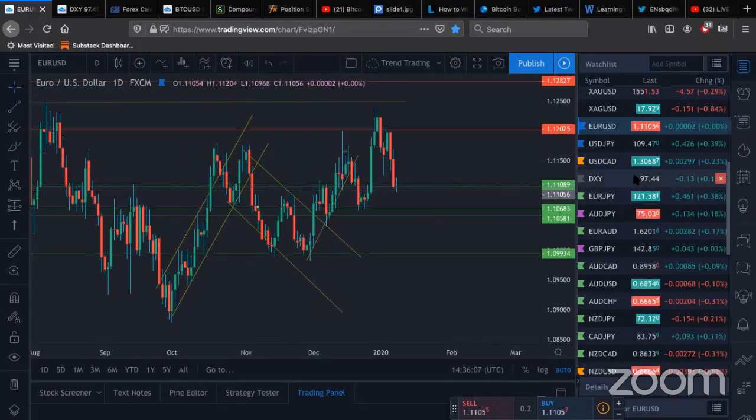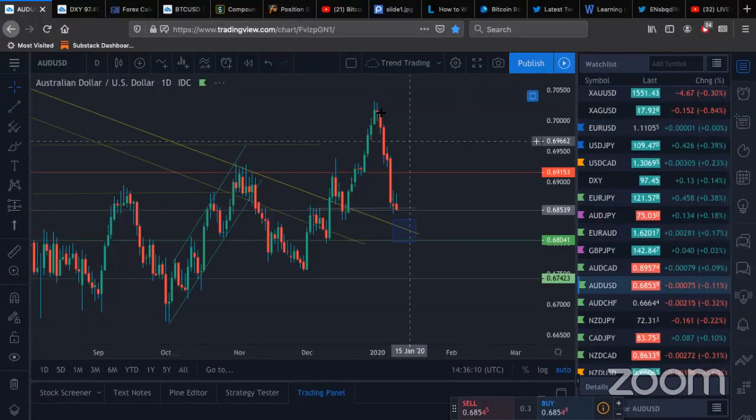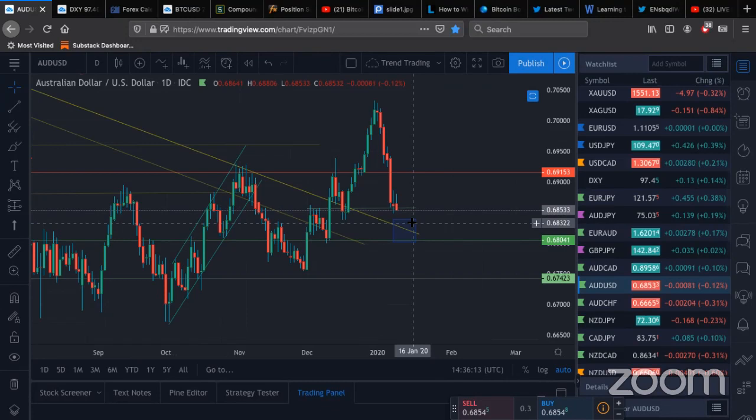The euro put in some more weakness. What about the Australian dollar? There you go. That's weak versus the dollar. There's where the weakness is, and we want to go strength versus weakness.